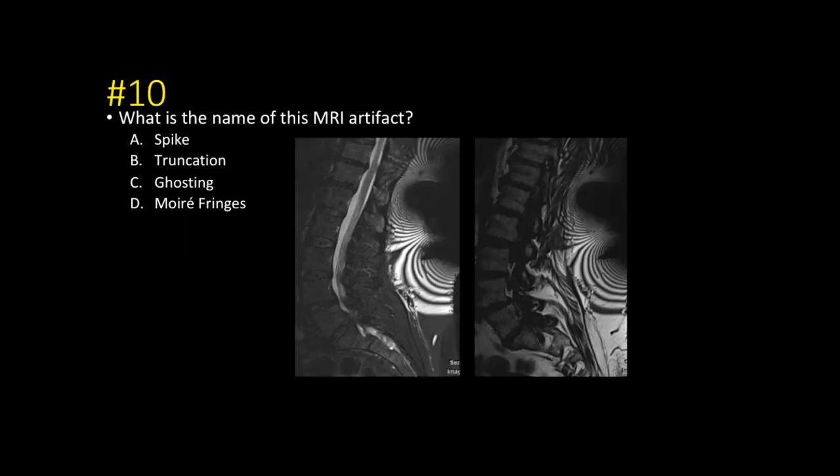Number 10, what is the name of this MRI artifact? Kind of looks like a zebra, or some people call it looking through like a screen door. It's moire fringes due to a lack of perfect homogeneity of the magnetic field from one side of the body to the other, and it has an interference pattern acquired usually on gradient echo imaging using the body coil.